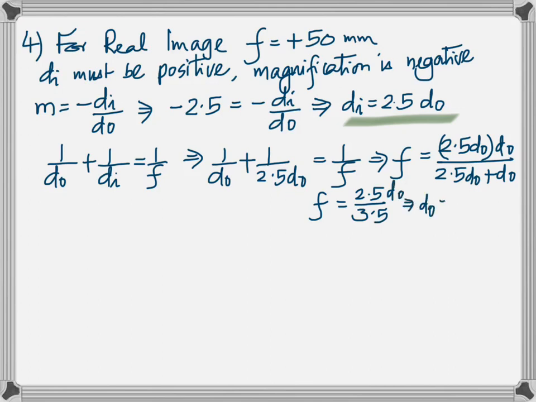On top you're going to get do squared, and below you're going to get do. That's why you remain with do in the numerator, and the do is 70 millimeter.